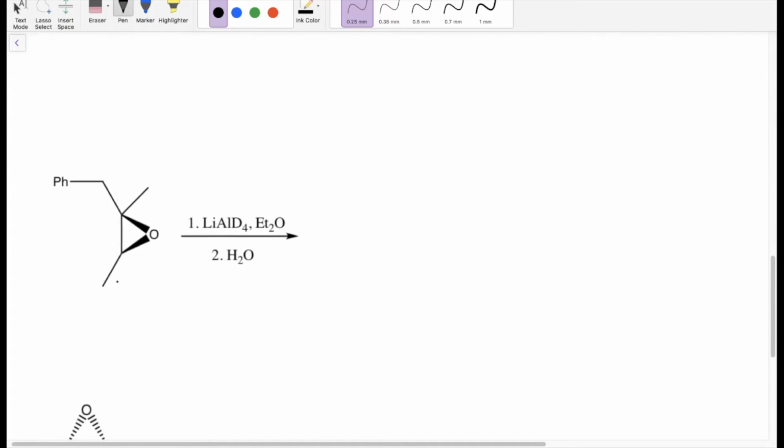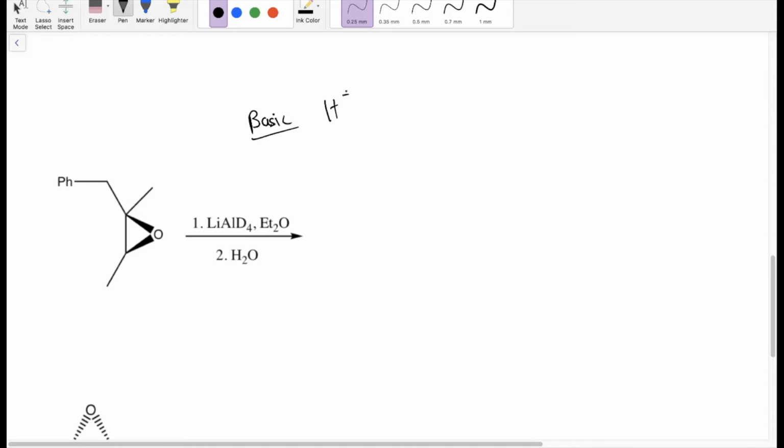This one's kind of tough, right? We have lithium aluminum hydride, but it's not really hydride, it's deuterium. That's not that important. These just act like negatively charged hydrogens. So would this be acidic or basic conditions? Well, if I'm not mistaken, these should be basic conditions because that aluminum hydride carries a negative charge, which is going to be fairly basic.